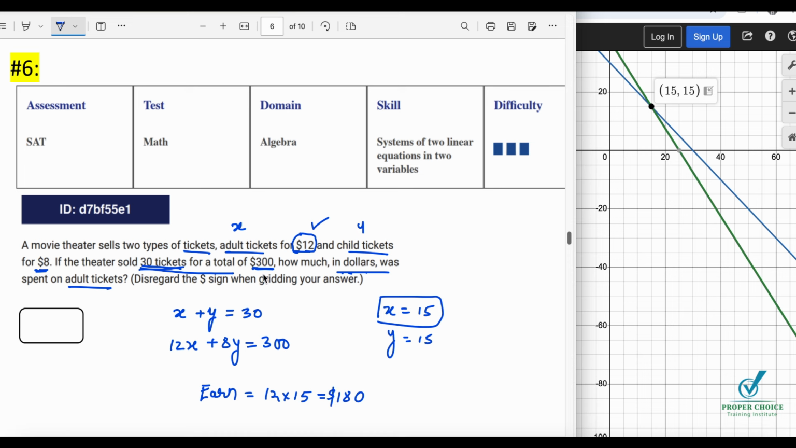So out of 300, $180 was earned by selling adult tickets and the remaining was from selling child tickets. So this is how you need to make an equation, then use DESMOS to find its values.